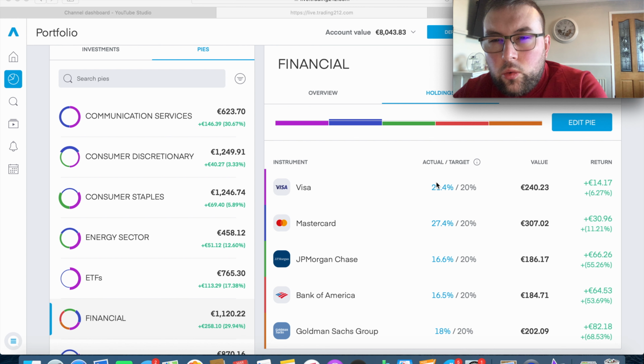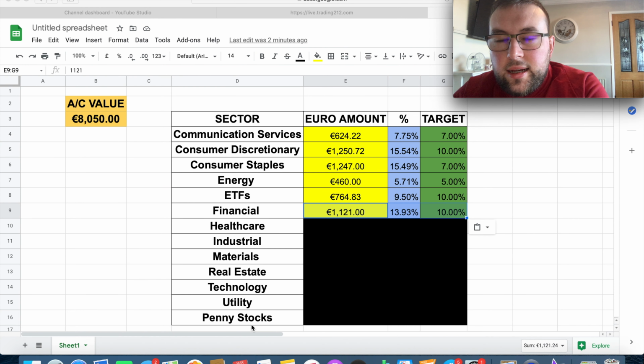So we're reaping the rewards from that at the moment. But this will definitely have shifted my overall target in terms of what percentage it currently is within my portfolio. So we can see on the screen that it's not as overweighted as I thought it would be. It's currently at about 13.9% of my portfolio, and my target is 10%.